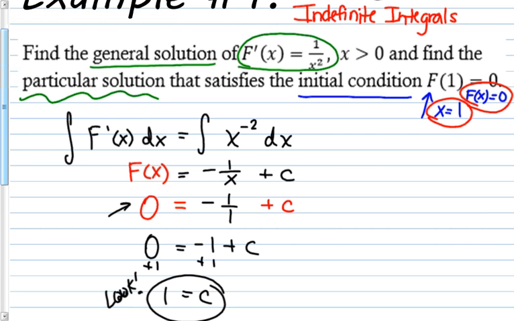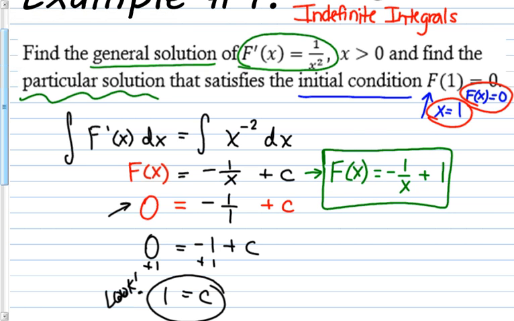My equation, f of x, okay, is negative 1 over x plus 1. And that's what initial conditions do. They help you figure out what C is.